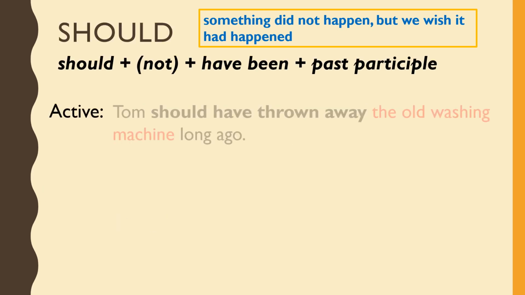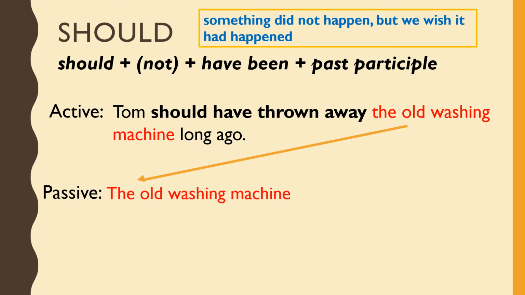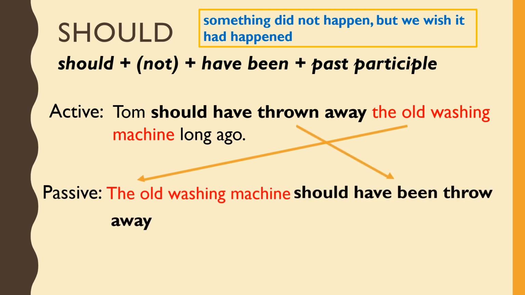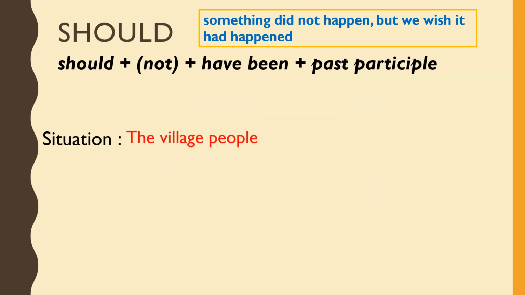Another example, Tom should have thrown away the old washing machine long ago. That means Tom should throw away the old washing machine, yet he didn't. If we turn this active sentence to a passive one, it would be the old washing machine should have been thrown away long ago.